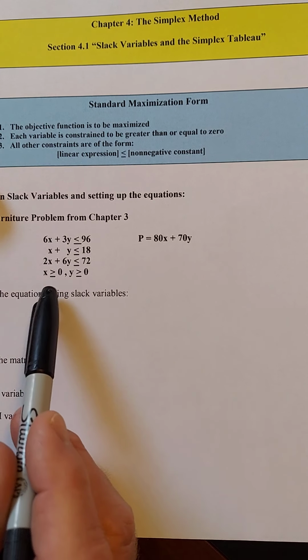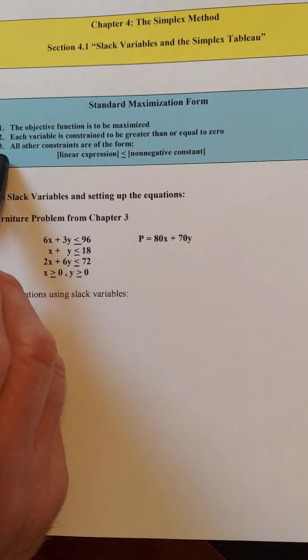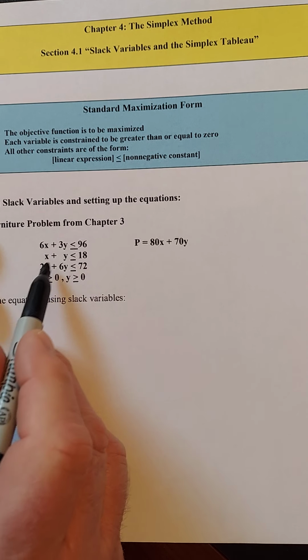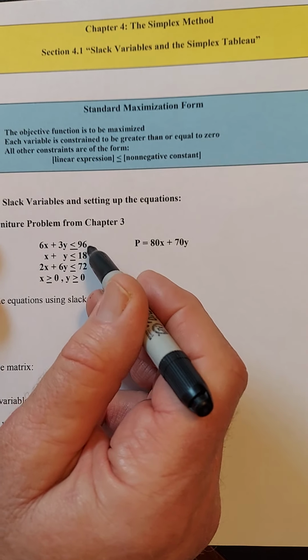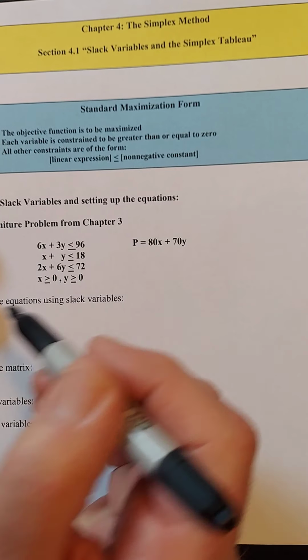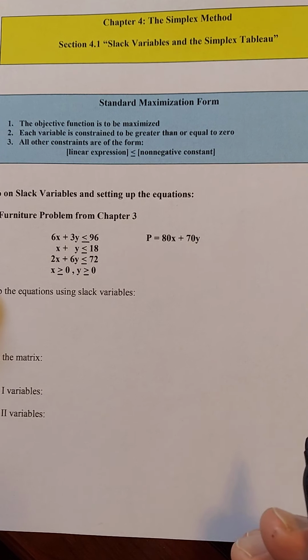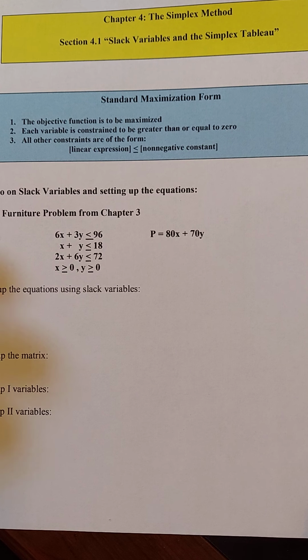I was looking at the wrong one. X is greater than or equal to 0, and Y greater than or equal to 0. And then in number 3, we're really talking about my inequalities here. Those are all less than or equal to some non-negative number. So 96, 18, 72, those are non-negative. So don't worry too much about this. That's just putting it in formal terms.